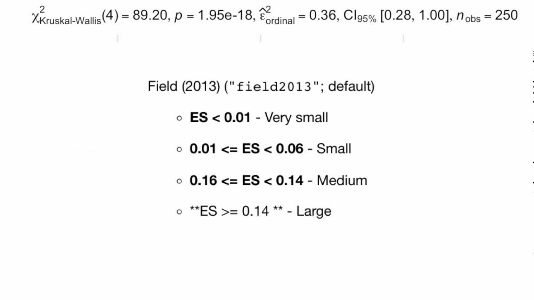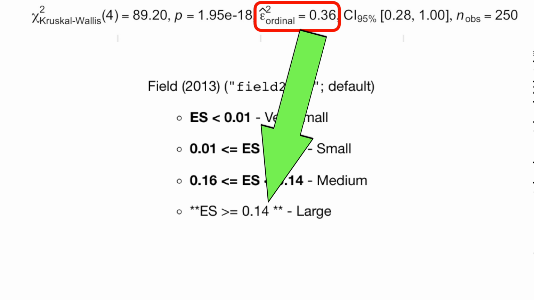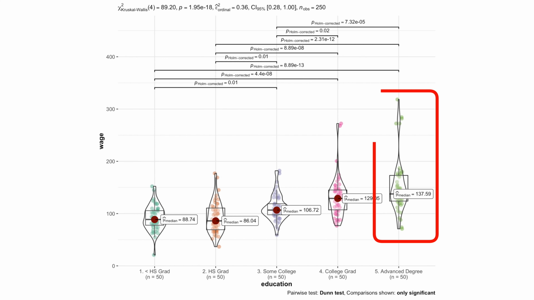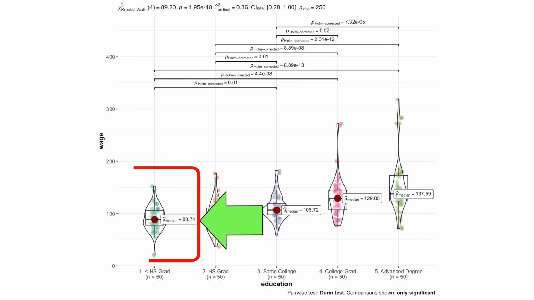Our effect size of 0.36 indicates that the effect of education on salaries is large. For example, a person who studied a lot earns approximately twice as much as the person who did not even finish high school. So the effect size makes total sense to me.